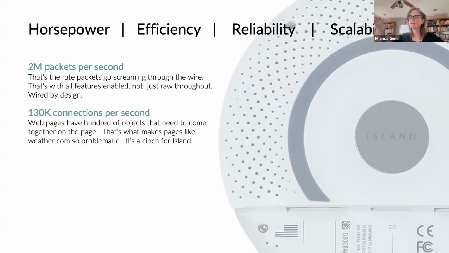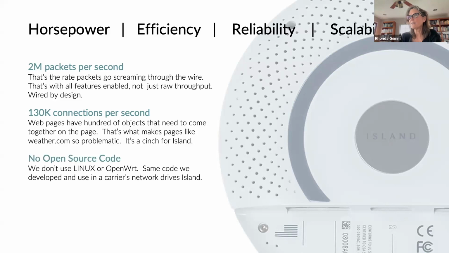When you look at a page like weather.com, it's not just the page itself. I don't know if you've ever seen it, but it's getting ads, it's getting charts, it's getting all this stuff from all these different places. So you've got hundreds of objects that need to come together on a page very quickly. And routers bog down because they can only do a certain number of connections per second. We do 130,000 connections per second, which is crazy fast.